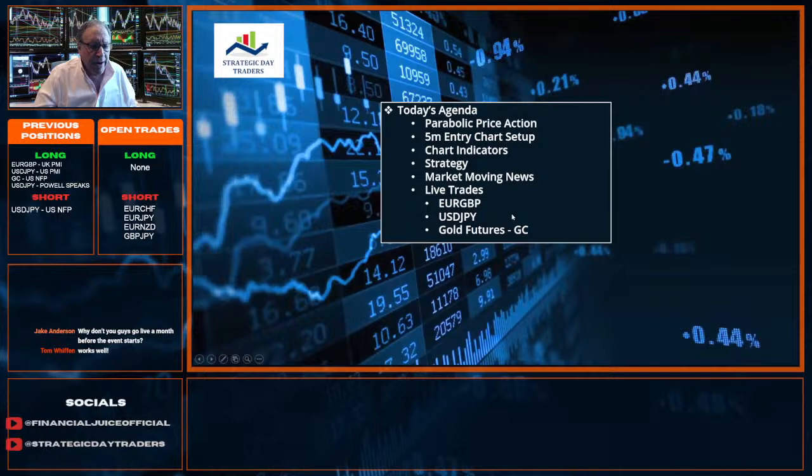Here are the trades that I took, let's see, Monday, Tuesday, and yesterday. Okay, we were looking at the euro pound, the dollar yen, and we also had a nice gold trade, which is nice to trade when we're looking at U.S. economic news, and I'll have a comparison of the two.